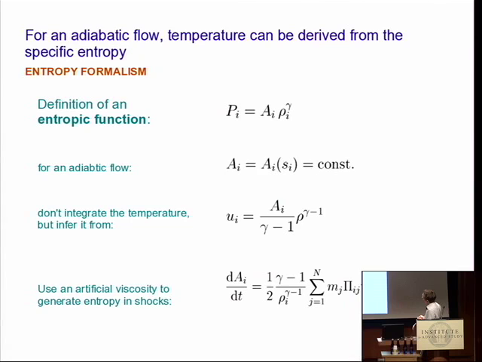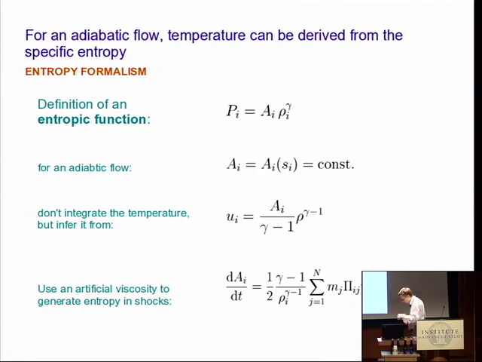So then the idea is to not integrate the temperature itself, but we integrate this entropy as the independent thermodynamic variable. And whenever we need the temperature, it's related via the density, we can then calculate the temperature, u. And the artificial viscosity will generate entropy. So this would be the entropy production rate by the artificial viscosity.